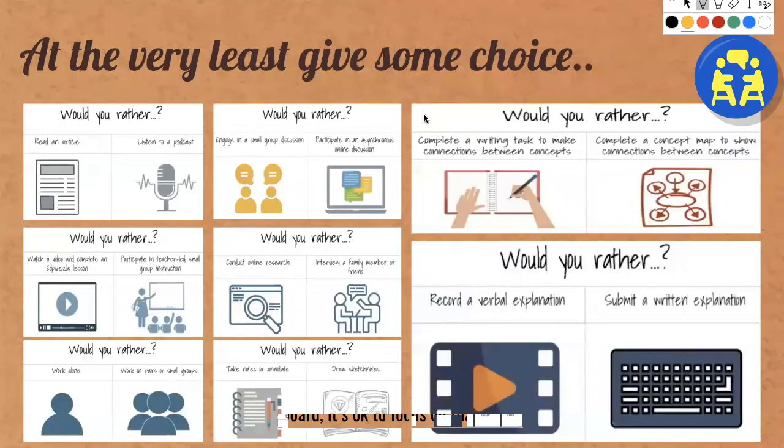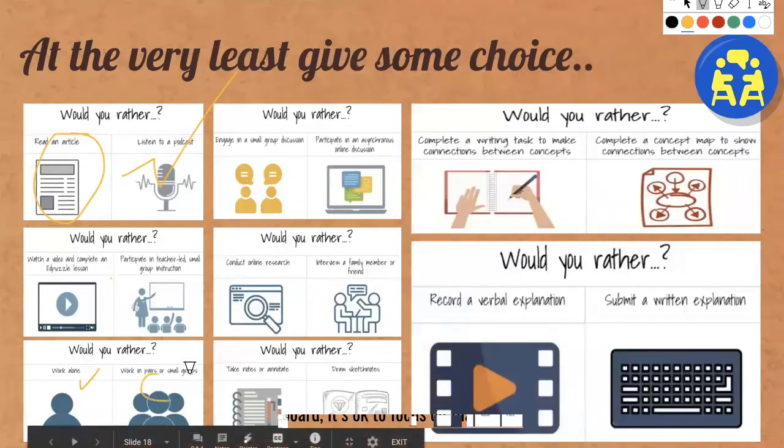At the very least, if the choice board is too much, the very least you can do is give some choice, where instead of reading an article, they can listen to a podcast, or instead of working alone, they can work in a group. I stole this from Caitlin Tucker. She just recently posted this on Twitter.